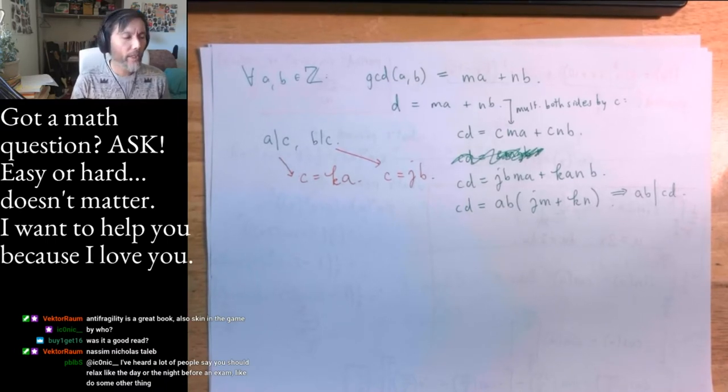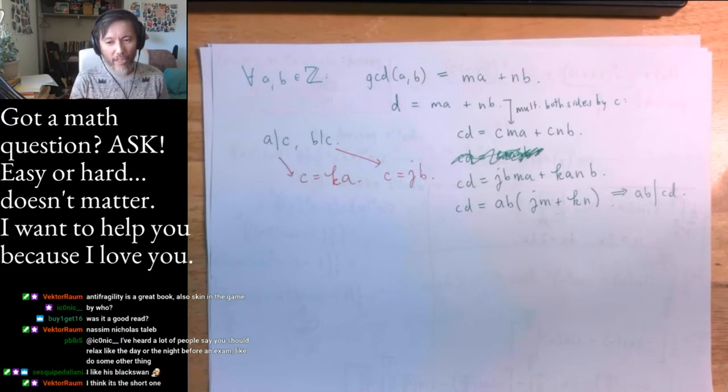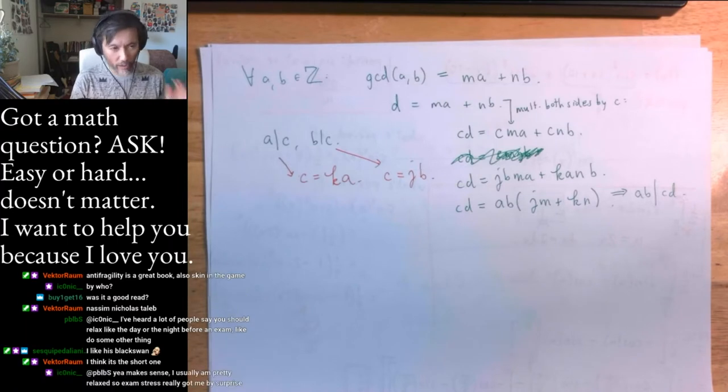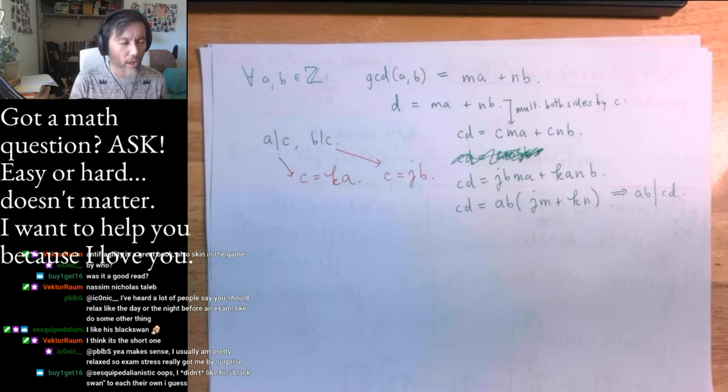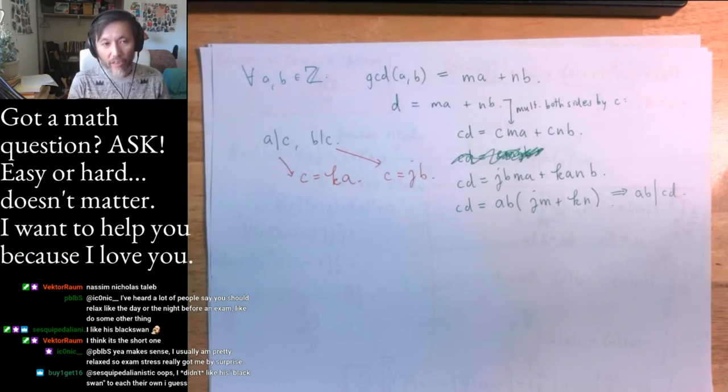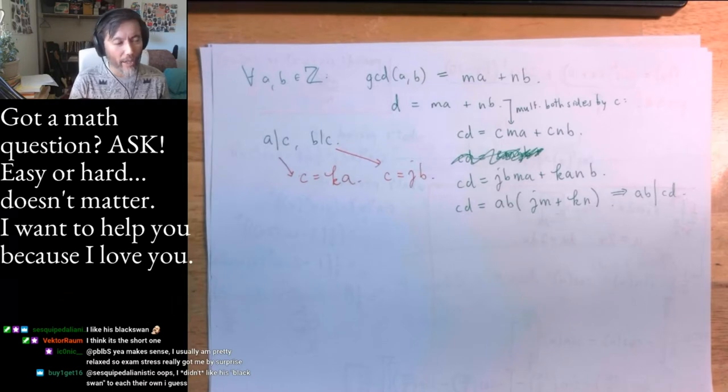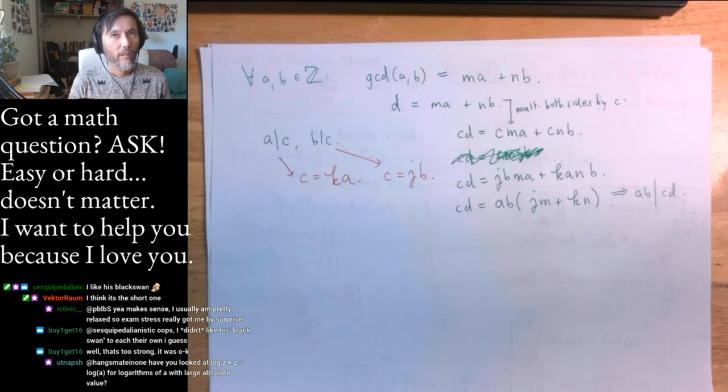The thesis of the book is that phenomena come in three flavors. There are things which are fragile, which don't like variance; they break under variance. There are things which are robust, which can tolerate variance. And then there are things that are anti-fragile, which benefit from variance. Nassim advocates that we live our lives in an anti-fragile manner. Try to make ourselves anti-fragile. It's intriguing.